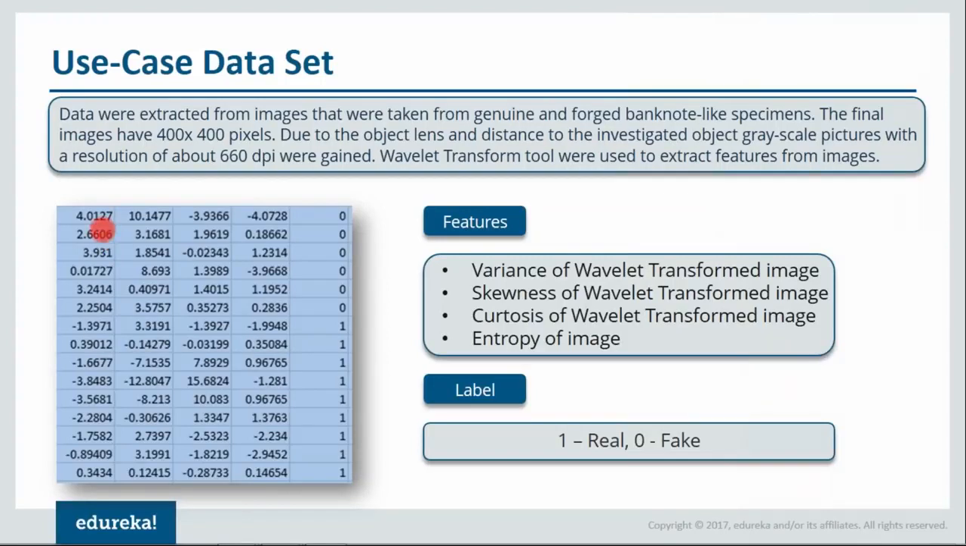So the first feature or the first column is nothing but the variance of a wavelet transformed image. The second column is about skewness. The third is kurtosis of the wavelet transformed image, and finally the fourth one is the entropy of the image. After that, when I talk about the label, which is nothing but my last column, if the value is 1, that means the pattern represents a real note, whereas when the value is 0, that means it represents a fake note.